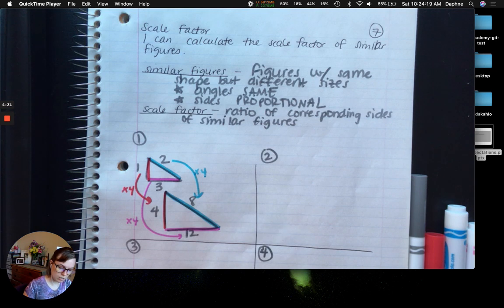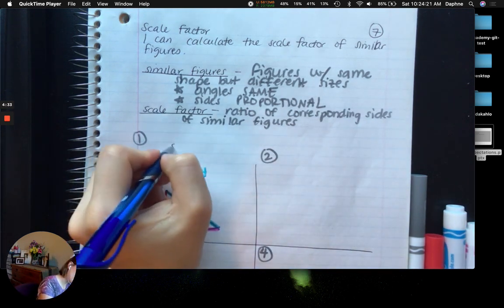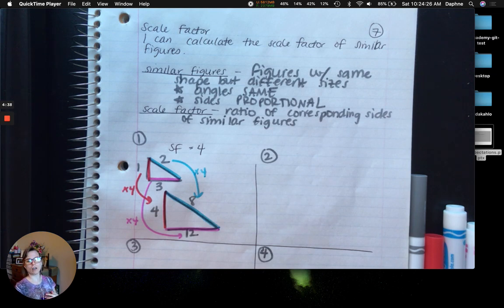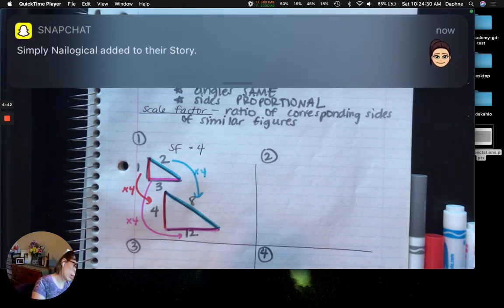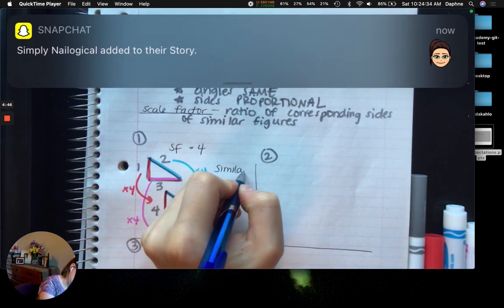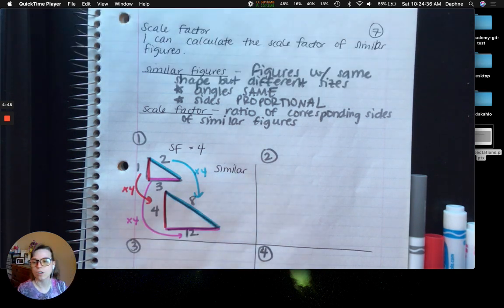All 3 of these corresponding pairs are being multiplied by 4. This means that our scale factor is 4. SF stands for scale factor. So this tells us the scale factor is 4 and that these are similar. They are similar shapes or similar figures or similar triangles if you want to be specific.